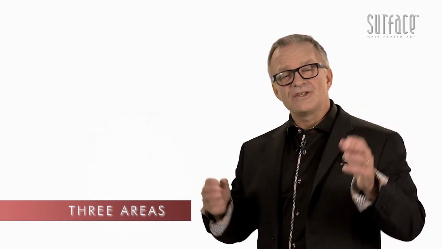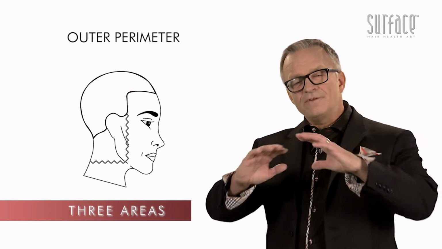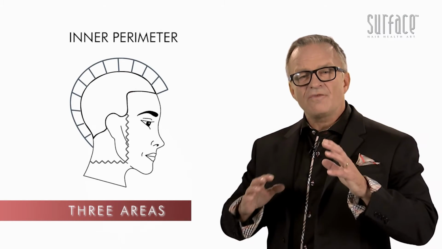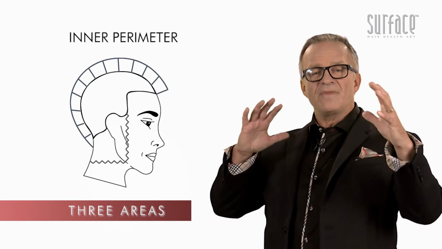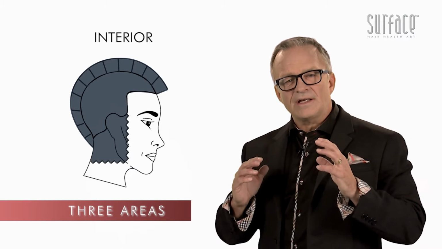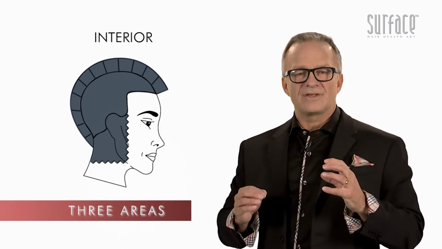The 3 areas of a haircut are the outer perimeter, which is where the outer visual edge is. The inner perimeter, where the edge of all the hair, if extended from the head, would live. And the interior, which is all the haircut within the inner perimeter lengths. The haircut within the interior becomes the frame of the haircut.